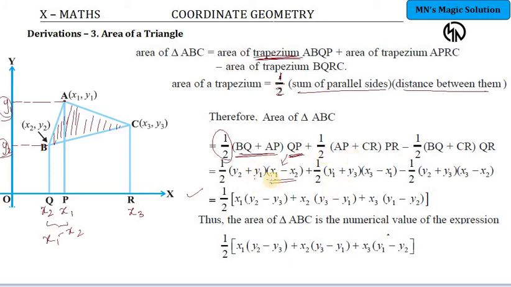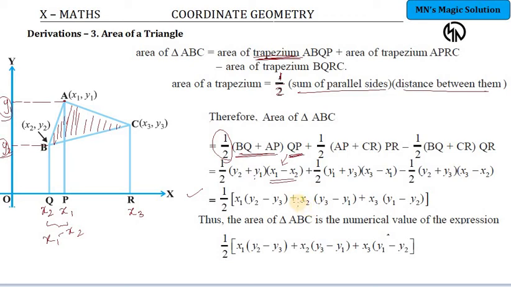So, you will end up with the two terms of x1, which will be x1 y2 and the other one will be x1 y3, but with a minus sign. So, taking x1 as common, we group it as y2 minus y3. The same way we can do for x2 and for x3 also. Grouping and writing it this way, this becomes your formula for the area of a triangle.